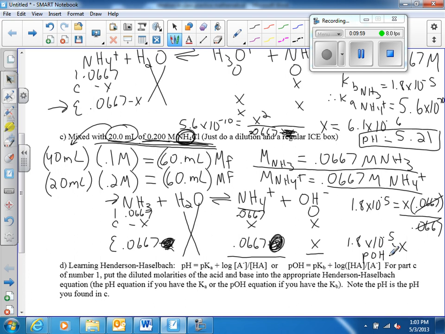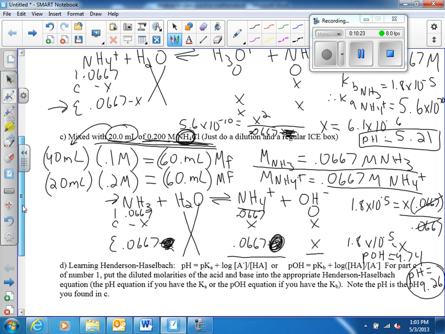And the pOH is 4.74, which means we're running out of space here. Sorry about that. The pH is 14 minus that, which would be 9.26. There we go. Oh, did I not put that as the correct answer? I don't remember what I had on your sheets.